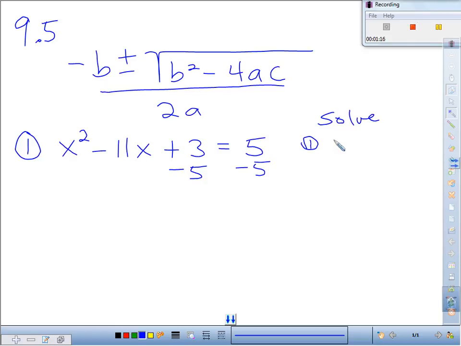So step 1, we need to find C. So we need to get that moved. So we got x squared minus 11x minus 2 equals 0. So now we're ready to solve using factoring or the quadratic formula or graphing, but we needed that 0. Completing the square was the opposite of this.